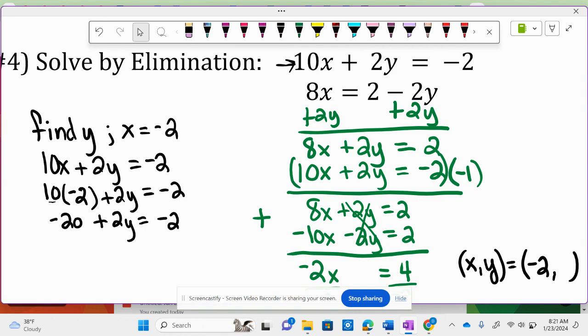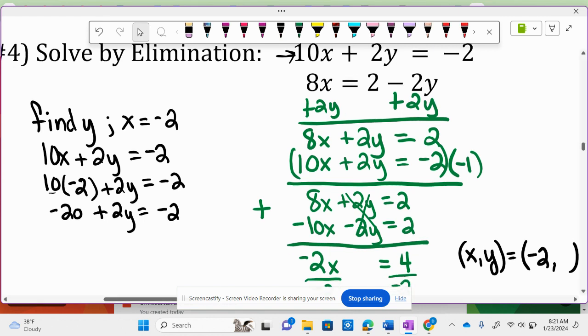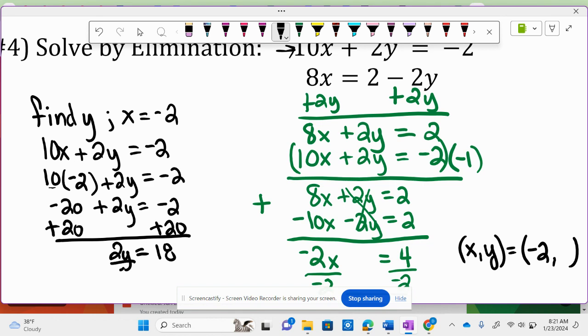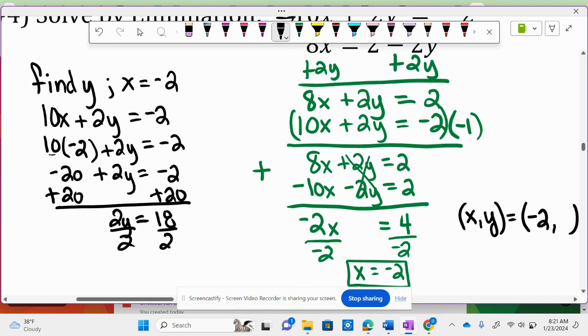What am I going to do next? I'm trying to solve for y. Add 20 to both sides. 2y equals, let's see, -2 and a +20 give me a +18. Divide both sides by 2. Y equals 9.